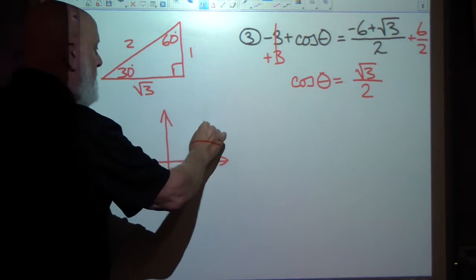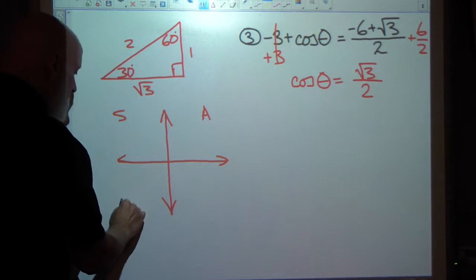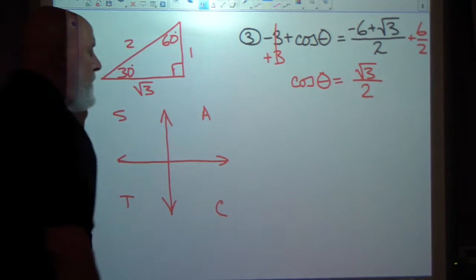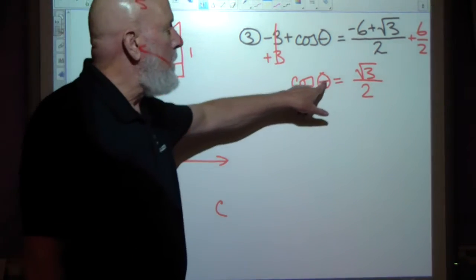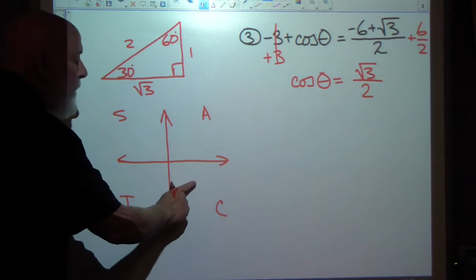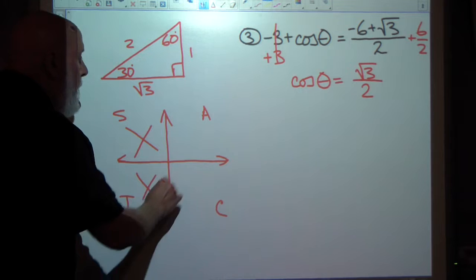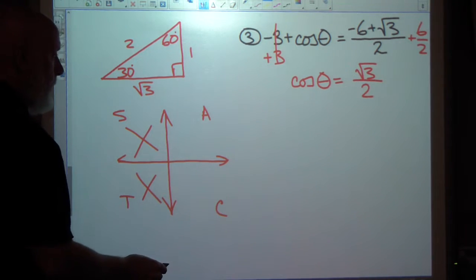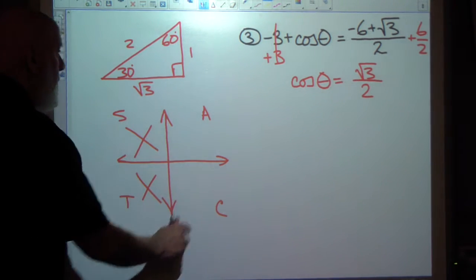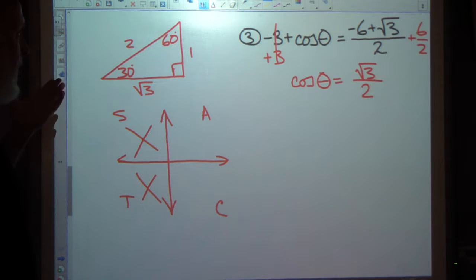All students take calculus. So let's figure out which quadrants we're going to be in. Cosine is positive, so I could be here or here. I can't be here or here. So I'm going to be in quadrant 1 or quadrant 4. Remember the quadrants are 1, 2, 3, 4. And I just got to determine what my reference angle is here.